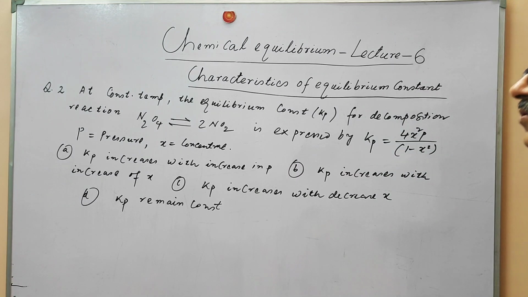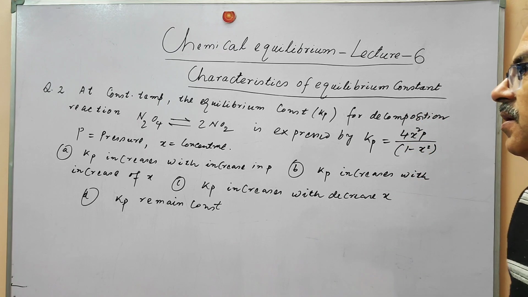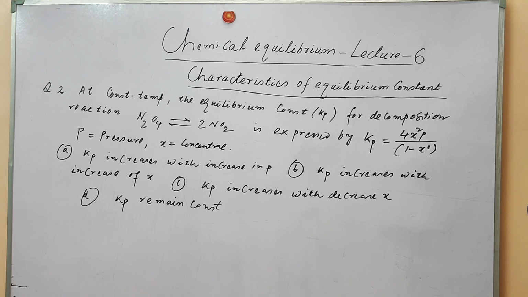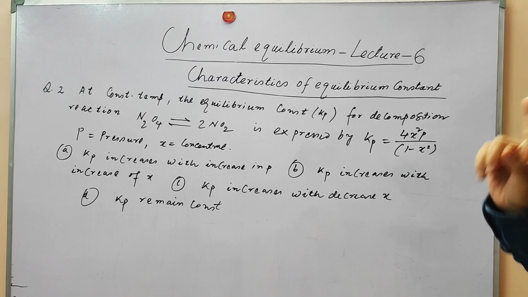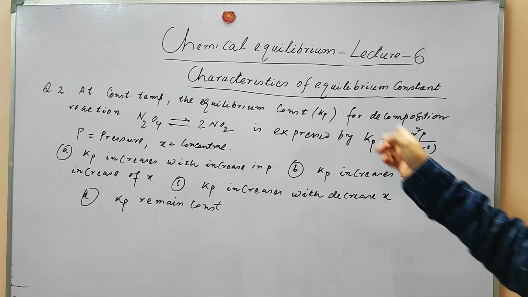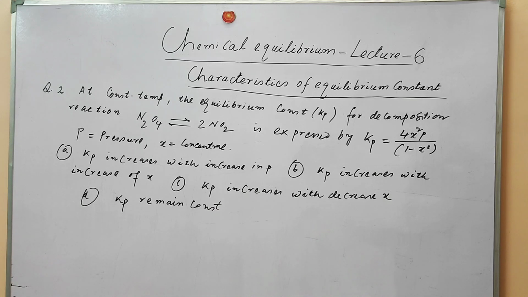Now there is a second question that you can see. At constant temperature, the equilibrium constant Kp for the decomposition reaction N2O4 to NO2 is expressed by Kp is equal to this. There are 4 statements given here, and you have to find out which is the true statement. A. Kp increases with increase of P, where P is the pressure and X is the concentration. B. Kp increases with increase of X. C. Kp increases with decrease of X. D. Kp remains constant.